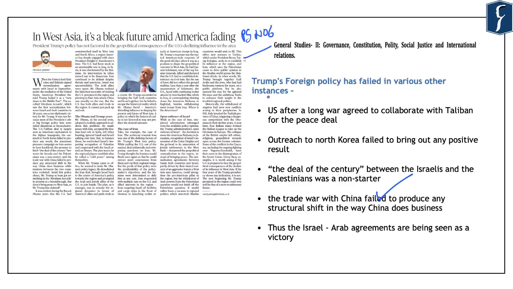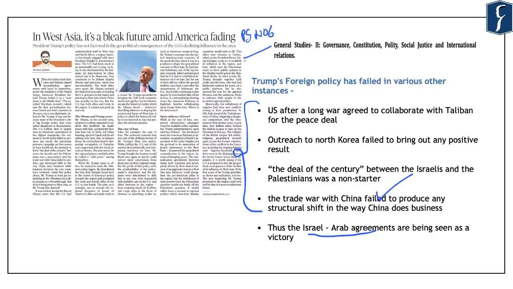So all these instances highlight that the Trump administration has failed with regards to its foreign policy, especially with regards to Afghanistan, North Korea, Israel-Palestine, and also while dealing with China. So in this background, these Israel-Arab agreements or the Abraham Accords are being seen as a victory of the Trump administration's foreign policy. However, the author says that the United States of America should accept that its influence is declining in the Middle Eastern region, and accordingly, it should plan its foreign policy.